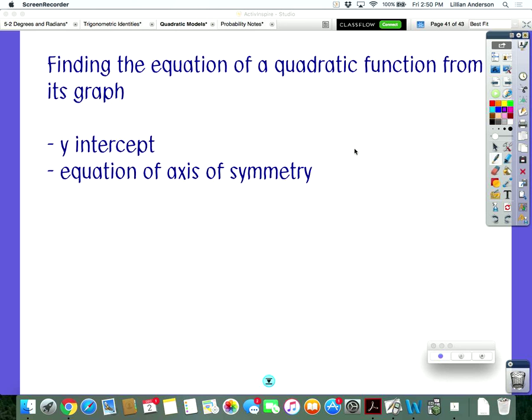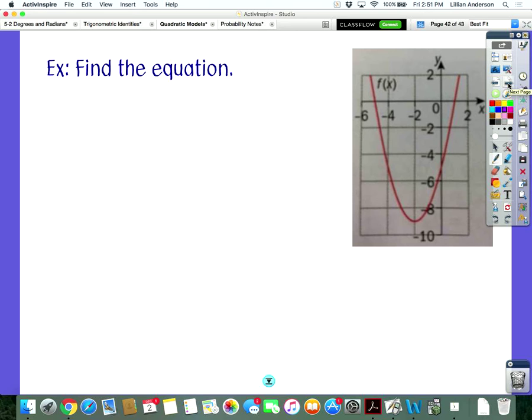When finding the equation of a quadratic function from its graph, you want to use all of your information, okay? Have your y-intercept and your equation of axis of symmetry. If the graph crosses the x-axis, or the y-axis, where the vertex is, you want to use all the information to write your equation, okay? So we're going to look at this very first example of this quadratic here, okay? We're going to find the equation.